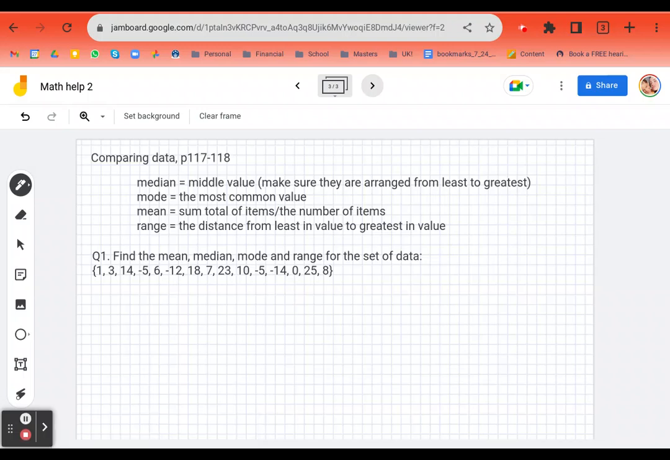Okay, so now we're going to compare data. Comparing data means things like, and we've done this before, the median, the mode, the mean, and the range. So read the definitions on page 117. Have a look at those, and we're going to do this question together.